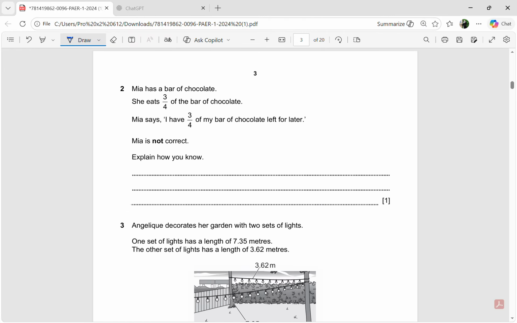Number 2, Mia has a bar of chocolates. So these are chocolates. She eats 3/4 of the chocolate. So if we divide this chocolate into 4 parts and 3 out of 4 are being eaten, then we know the remainder is 1/4. Mia says, I have 3/4 of my bar of chocolate left. This is not true. Why? Because a whole minus 3/4 equals 1/4. So you can also say the remaining chocolate is just 1/4.